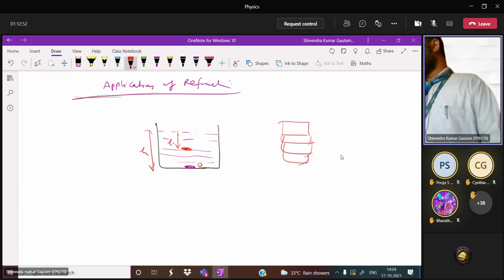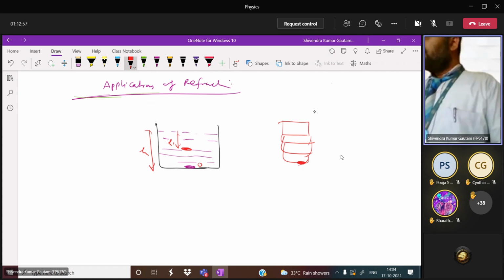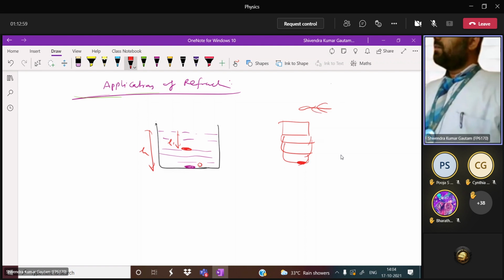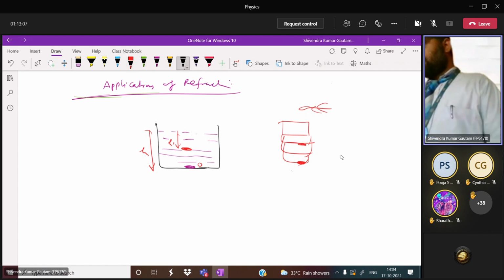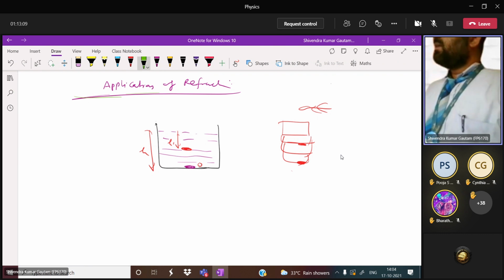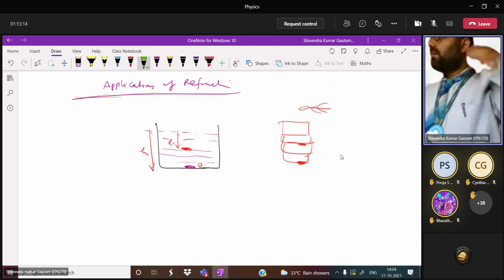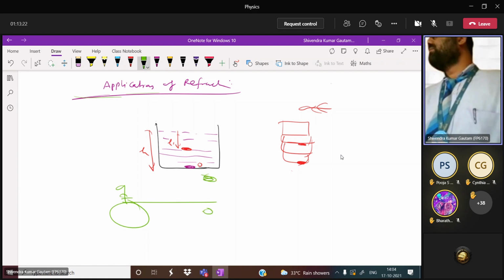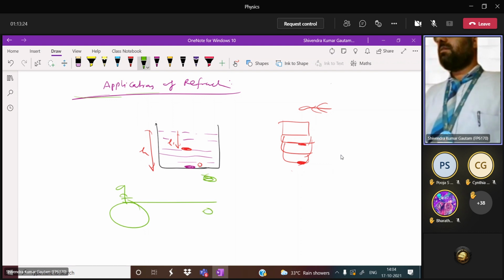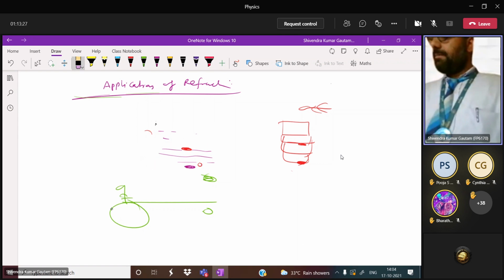Multi-slab systems are there. So many slabs are there, made up of different media. If an object is placed here and the observer is here, you will find that the object appears displaced somewhere here. So many natural phenomena are there, like twinkling of stars, sunrise, sunset, where actually the sun is below the horizon, but it appears above the horizon because of refraction. All these we will discuss. First, write down applications of refraction.